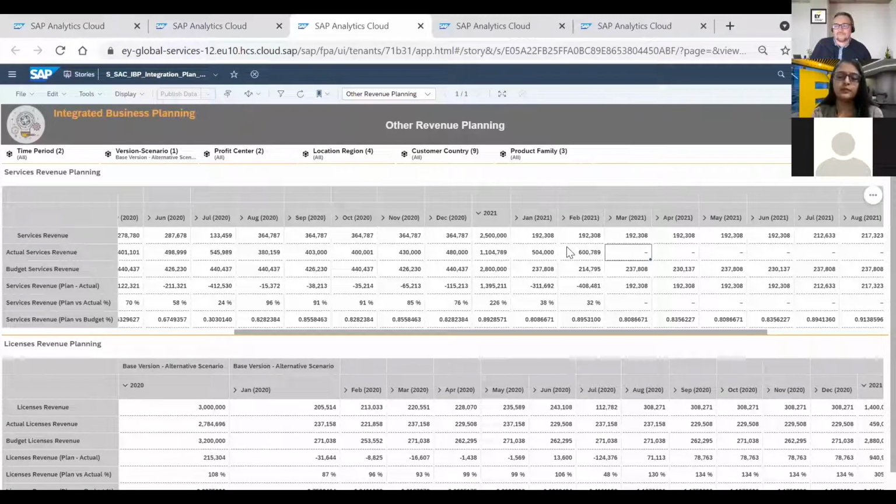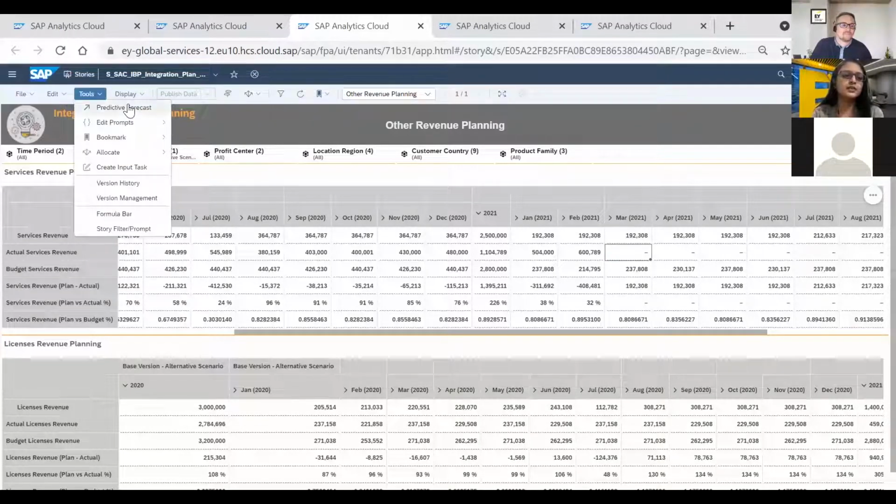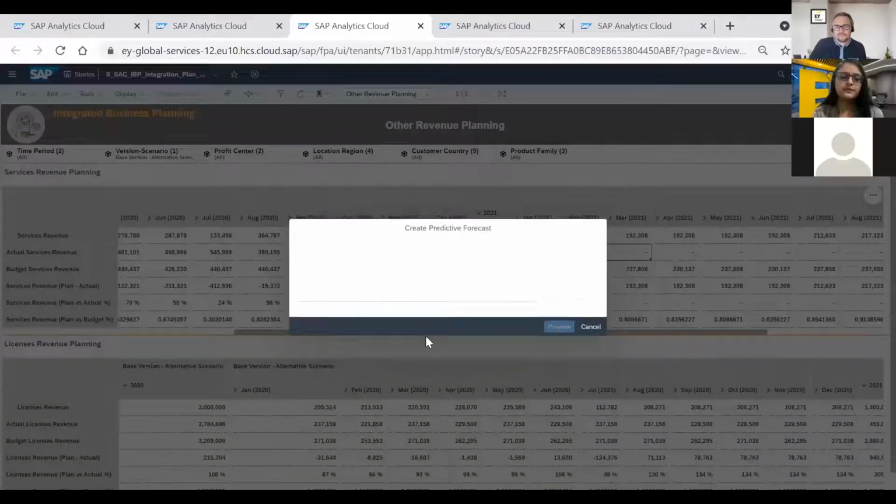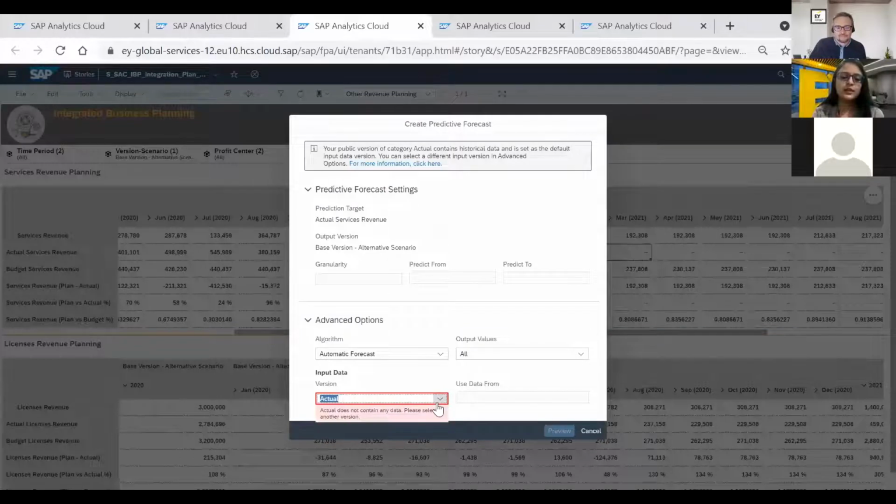Now we have multiple options. Either the users can do a manual input, so they can put any number that they desire here, or what we have in SAC is the predictive forecast feature. So we can go to tools, the predictive forecast option. Now we'll select the planning scenario that we need to plan upon. Let's say we want the alternative scenario and we want to predict for the next 2 months, which is March and April 2021.